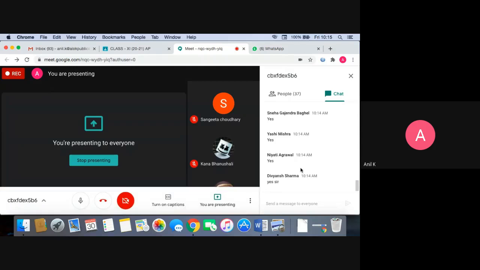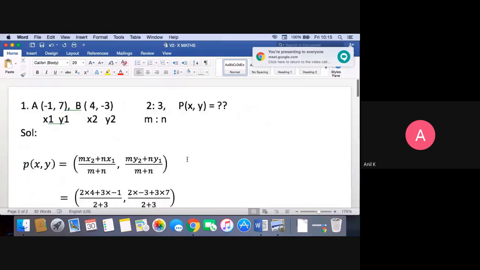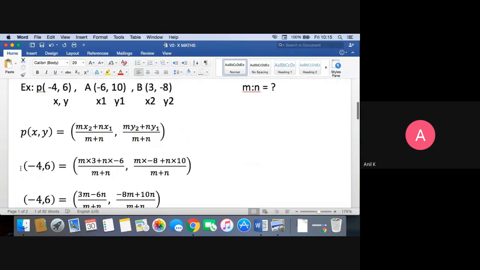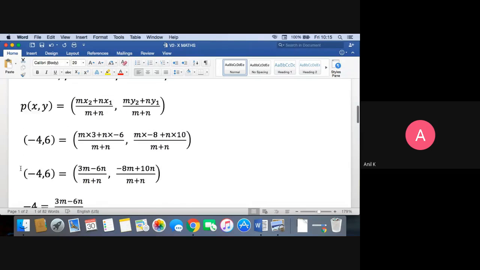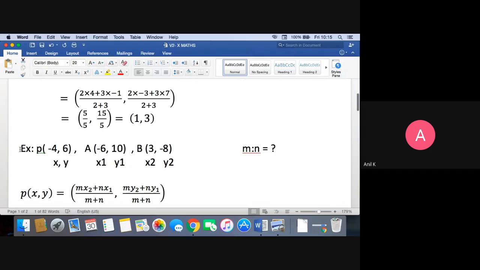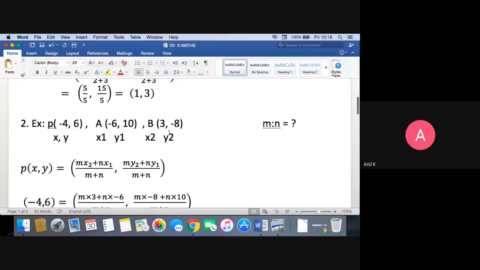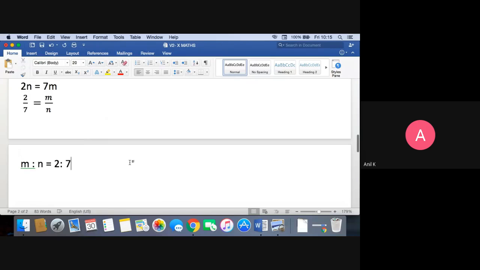Let me see. So two types of questions we solve here. One is where A and B are given, a ratio is given, and we find the point P. Second type of question is, I'm giving the question number here. Yeah, this is the second example. Second example is, sorry, where point P, A, B, all 3 points are given. You have to find the ratio. So we'll see another type of question.